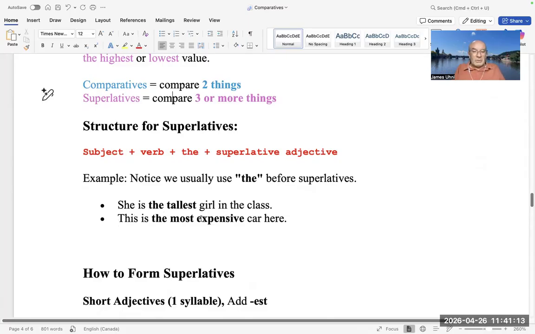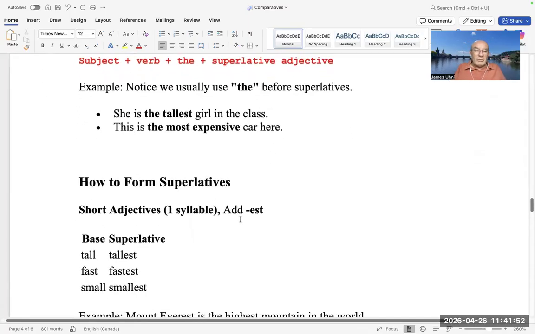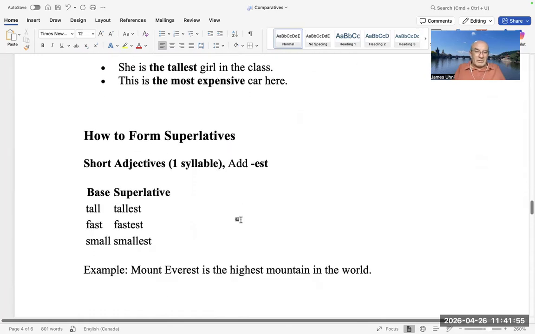This is the most expensive car here. The most expensive. We don't say the expensivest. Okay? We use the word more where we cannot make the adjective as adjust as everyone else. Okay. So how to form superlatives?